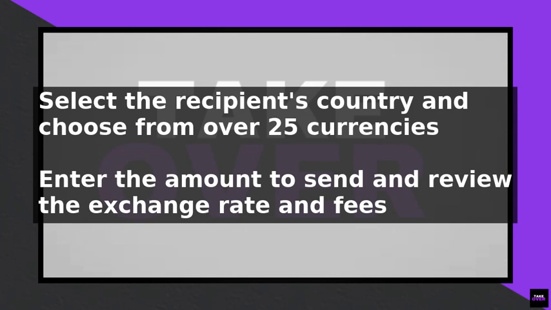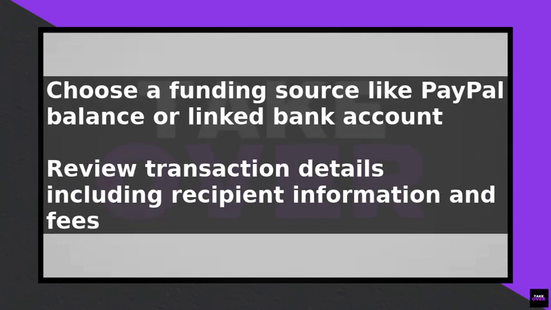Now, choose your funding source. You can use your PayPal balance, bank account, credit card, or debit card. If you are using a bank account or card, make sure it is linked to your PayPal account. Review your transaction details, including the recipient's information, amount, and fees. Once you have confirmed the details, click Send.